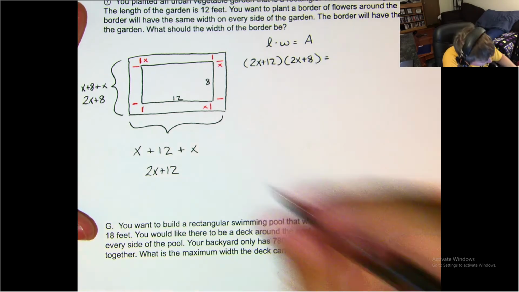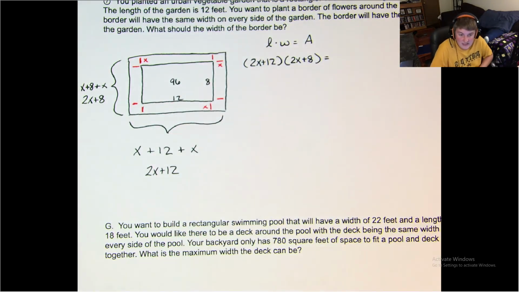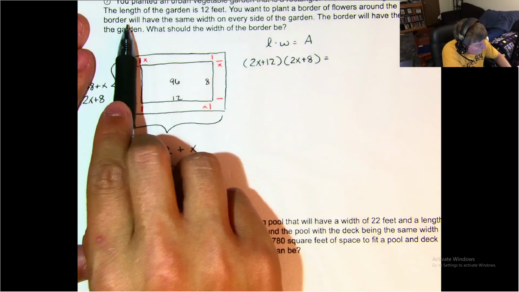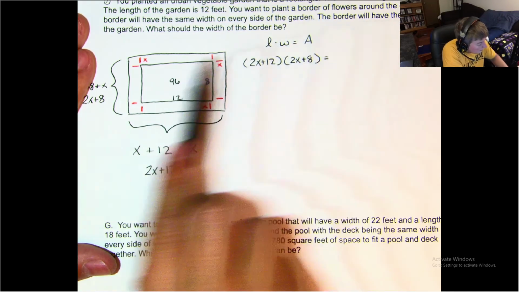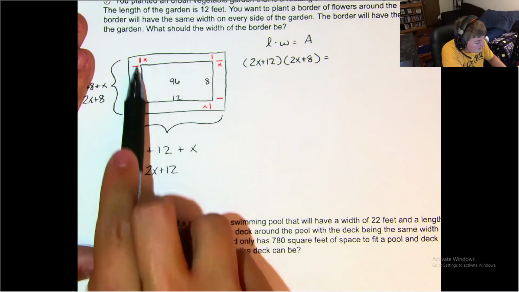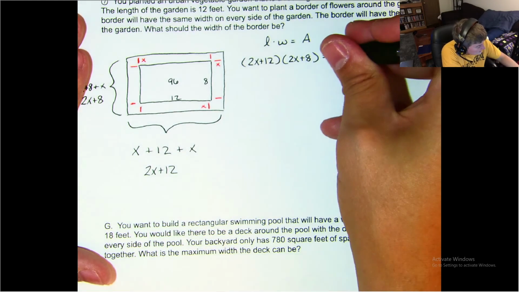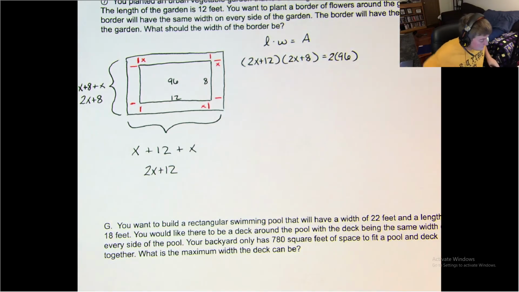Now, I know this inside part is 96 because 12 times 8 is 96. But it does also state something in here that the border will have the same width on every side, and the border will have the same area as the garden. So if this is 96, this is also going to be 96. So this means the total area is going to be 2 times 96.